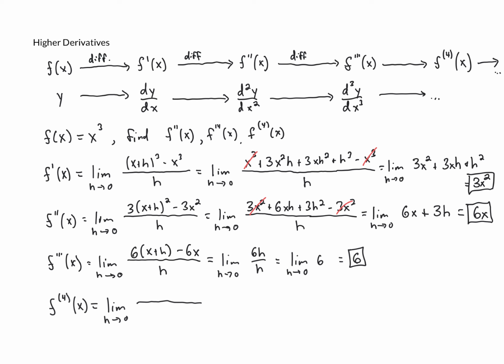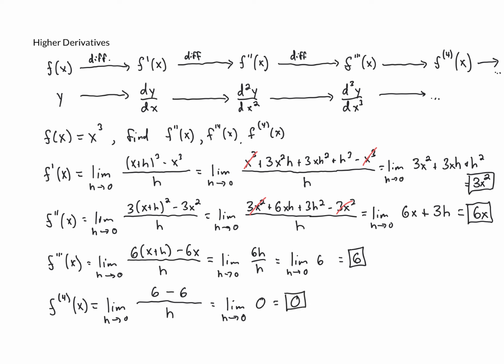Our function is 6. When we evaluate that, it doesn't matter if we're evaluating it at x plus h or if we're evaluating it at x. The function value is always going to be 6, so that's going to be 6 minus 6 over h. And 6 minus 6 is 0, and 0 divided by anything other than 0 is going to be 0. But remember, we don't want to look at this when h is equal to 0. We just want to look at values near 0. And so 0 divided by anything near 0, but not equal to 0, is going to be 0. And of course, the limit of 0 as h approaches 0 is just 0. So the fourth derivative is 0.